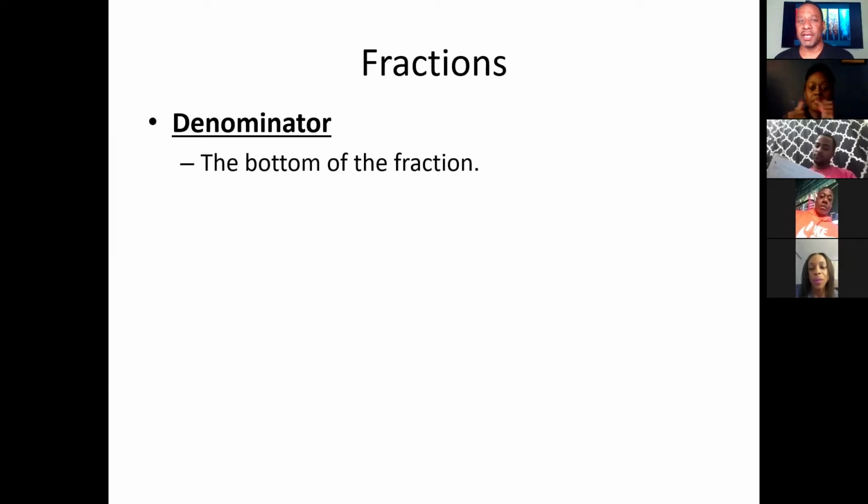Yeah, I don't see you writing, ma'am. What happens if you don't know what the denominator is? I just told you it's the bottom of the fraction. Oh, I didn't hear that part. You need to pay attention, Mr. Williams. Thank you. I was saying that I heard, I read.